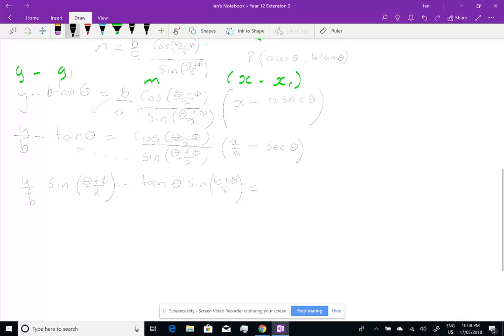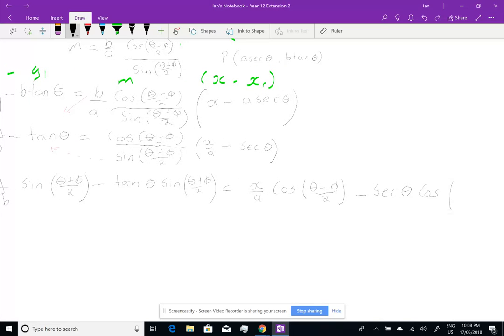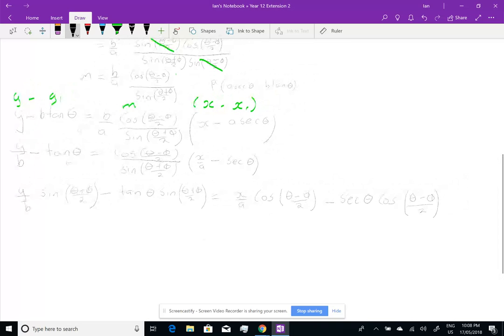On the right-hand side, this cos theta goes through, so I get x on a cos theta minus phi on 2, minus sec theta times cos theta minus phi on 2. All right, so it's getting a bit harder now.